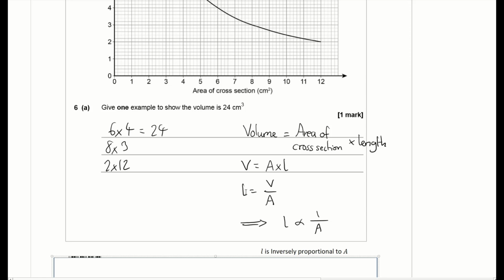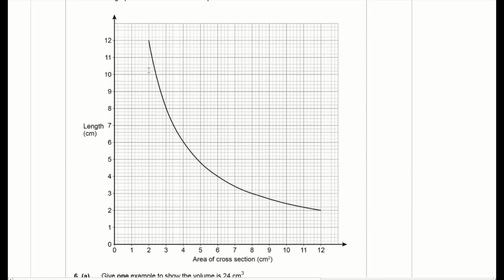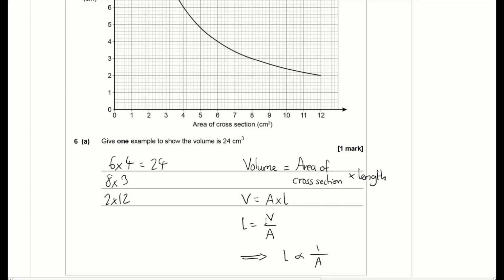So you know that if you plot L against A, you're going to get this curved graph here, which we call a reciprocal graph. So that's the main thing just to observe with inverse proportion. But the actual mark simply comes from this bit here. So 6 times 4 equals 24 would get you the marks.